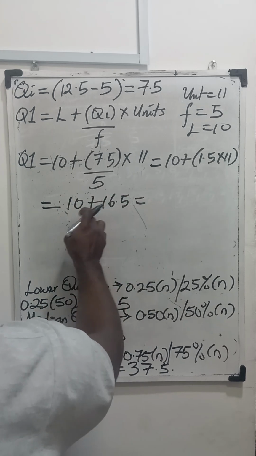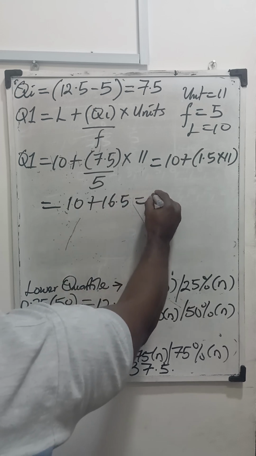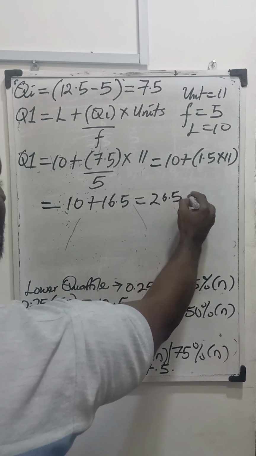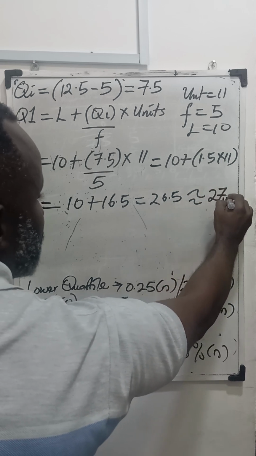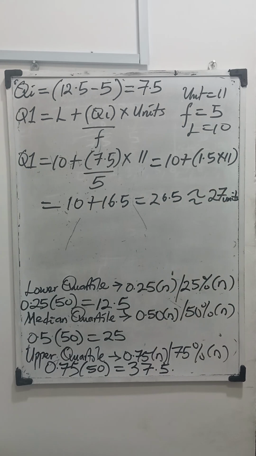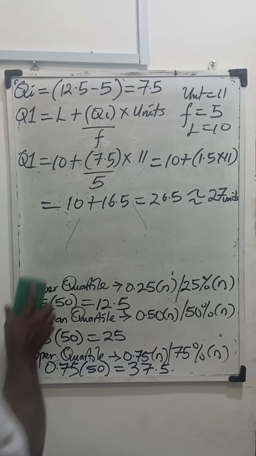If you add this together, it is 26.5, which is approximately 27 units. So that's what you get for the value of the lower quartile. That is exactly what you get for the value of the lower quartile. So we will be looking at obtaining the value of the median quartile.